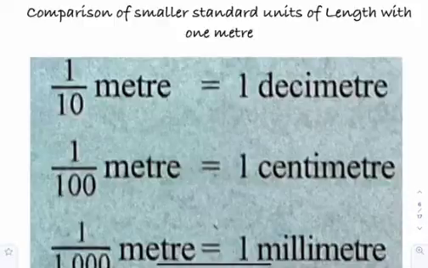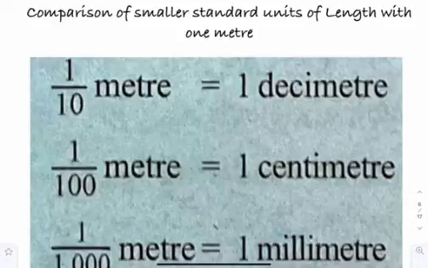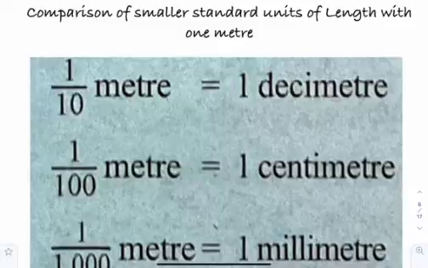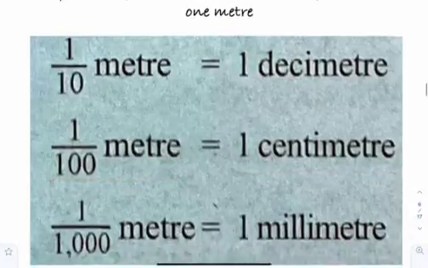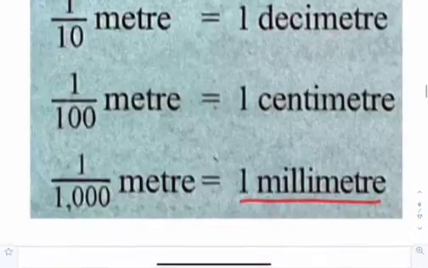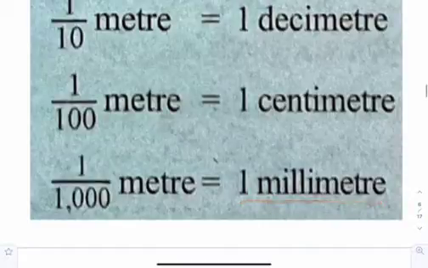Then 1 by 100 meter is equal to 1 by 100 of 1 meter, which is equal to 1 centimeter. Centi again is nothing but 1 by 100. Did you get it? 1 by 100 meter is equal to 1 centimeter. Now 1 by 1000 meter is equal to 1 millimeter. I hope all of you understood.